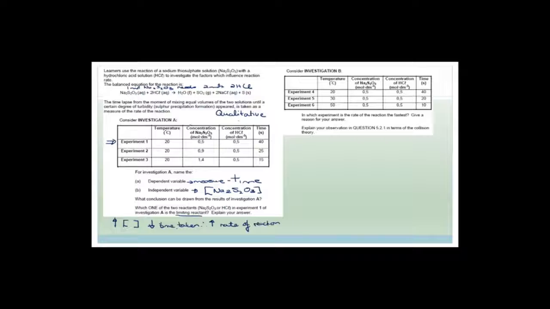Okay, so which one is going to be used up first? It's going to be the HCl, because 0.5 moles of this actually needs 1 mole of this. We need double the amount, okay? Therefore, which one of the two reactants in experiment one of the investigation is the limiting reactant? It will be the HCl. And why? Because it will be used up first, because 1 mole of sodium thiosulfate requires 2 moles of HCl.